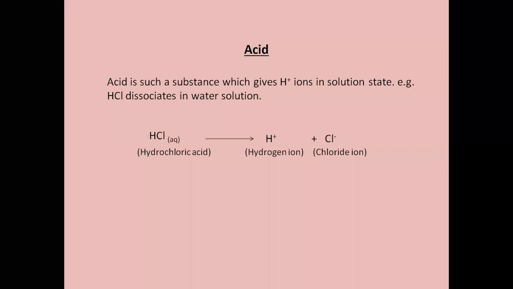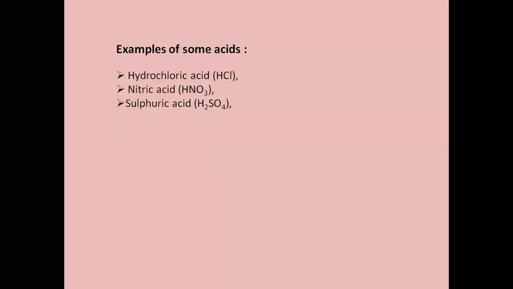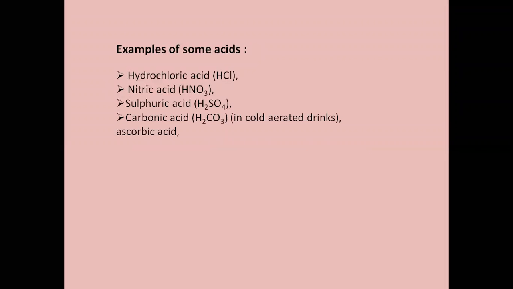Let us take more examples of acids now. Hydrochloric acid, we have already studied, HCl. Apart from that, we have nitric acid, which is HNO3. Again, see there is H here. Sulfuric acid, which is H2SO4. Again, H present. Carbonic acid, which is H2CO3, in cold aerated drinks. Ascorbic acid, which is a weak acid. And citric acid in lemon and other fruits. These all are examples of acids here.